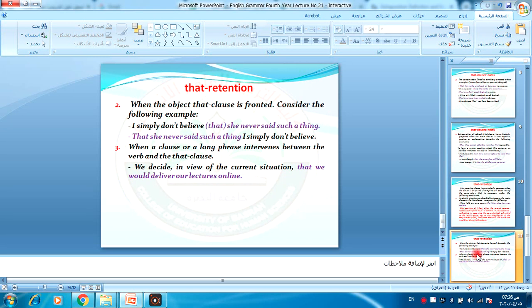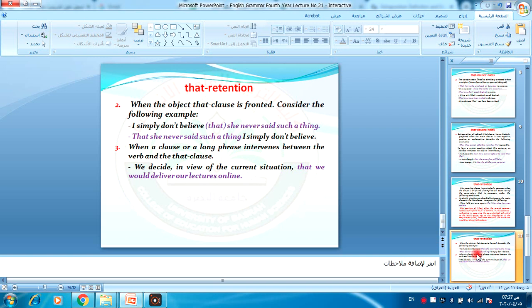Okay. Second, when the object that clause is fronted, when we front the object that clause to the first sentence position, we also have to keep the conjunction that. So consider the following examples. I simply don't believe that she never said such a thing. That she never said such a thing, I simply don't believe. So here I have to keep the conjunction that. In the first example, the conjunction that is optionally deleted, so I can delete it. But when we front the object that clause, we should keep the conjunction that.